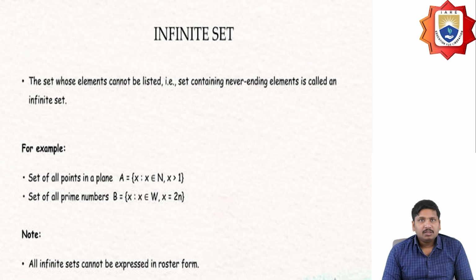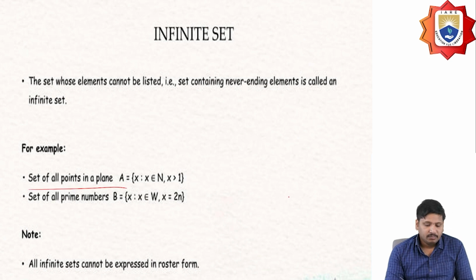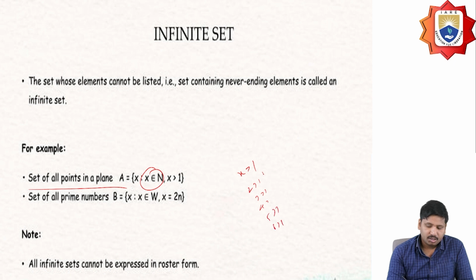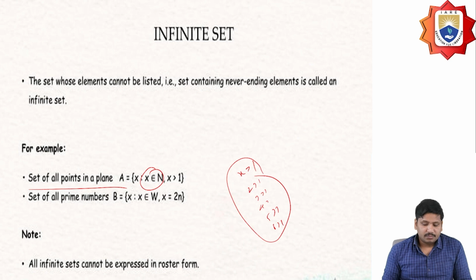An infinite set is a set whose elements cannot be listed. That is a set containing never-ending elements, called an infinite set. For example, the set of all points in a plane. Take x such that x belongs to the natural numbers and x is greater than 1. So 2 is greater than 1, 3 is greater than 1, 4 is greater than 1, 5 is greater than 1, 6 is greater than 1, like this. So these numbers will form a set which is infinite.